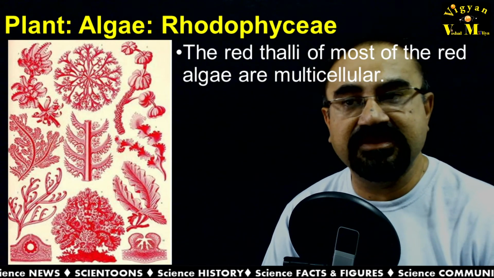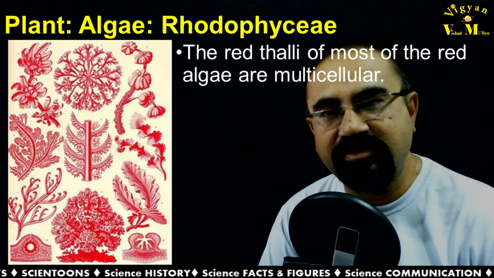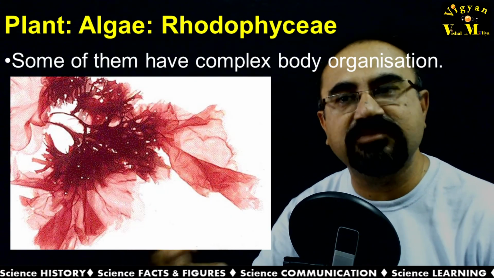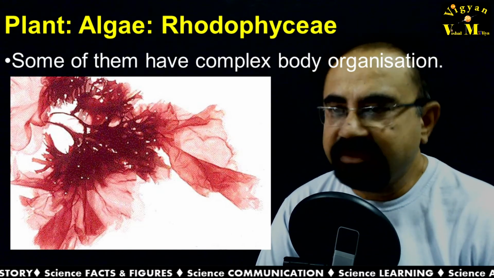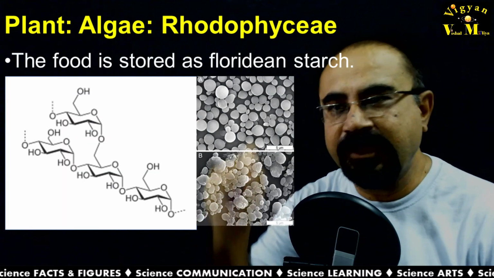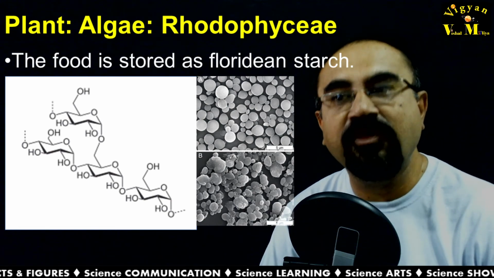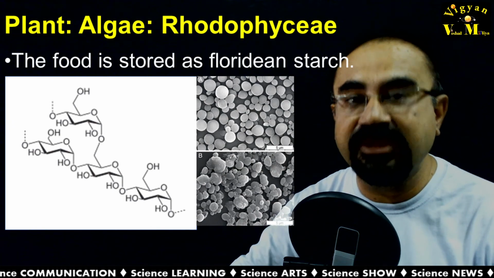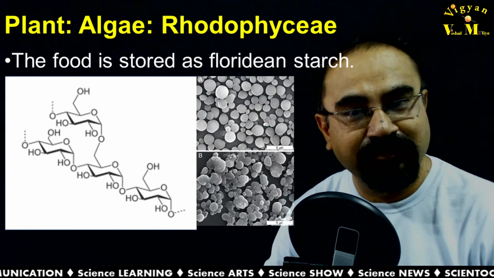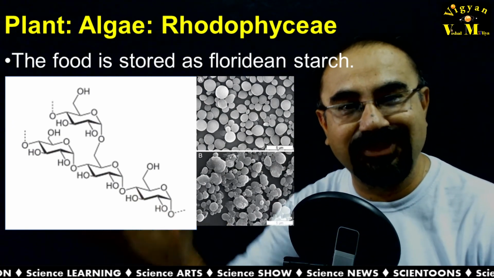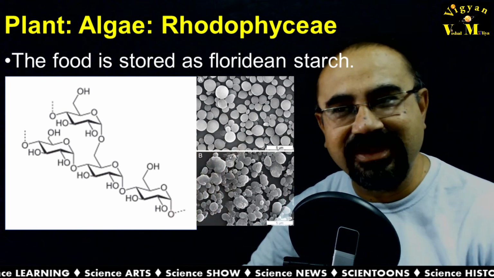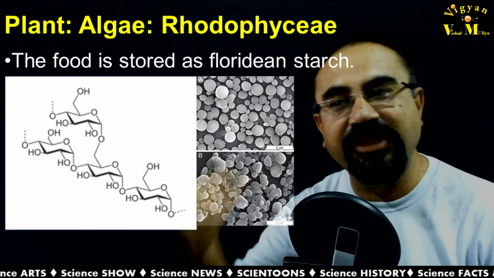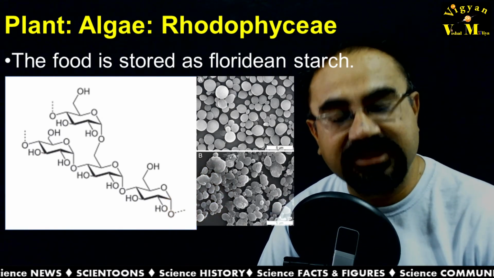This red alga mainly has multicellular complex thalli, and some of them have very complex body organization. The food stored in the red alga is in the form of Floridean starch. This alga is commonly found in the Floridean Sea, because it is near to Florida. So in the Floridean Sea this plant is commonly found, and that's why the name given is Floridean starch.